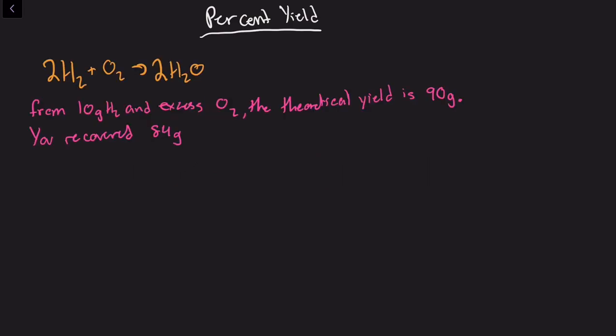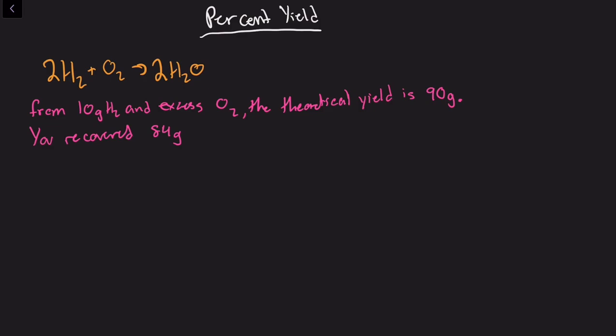Let's look at an example based on stoichiometry. So if we're given 10 grams of hydrogen in excess O2, it says the theoretical yield of water is 90 grams total. If you only recovered 84 grams, what is the percent yield? Well, we need to identify what our actual yield was and what our theoretical yield was. Remember, this is where most students mess up.